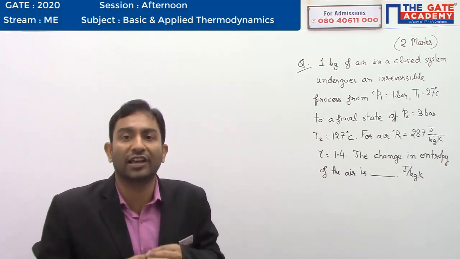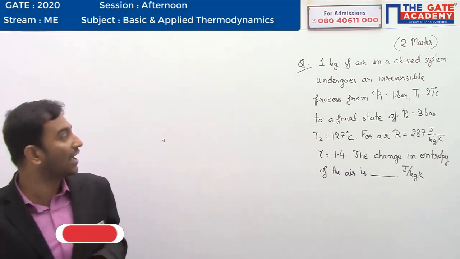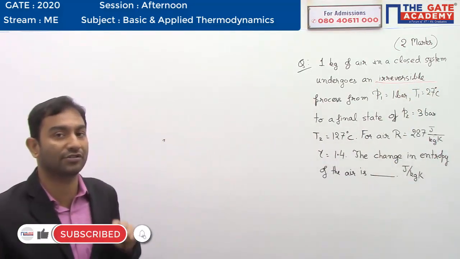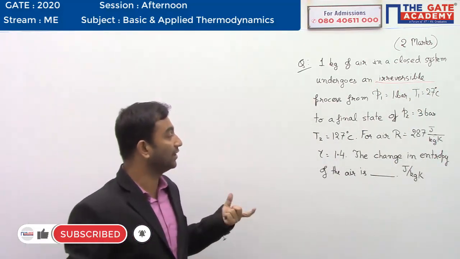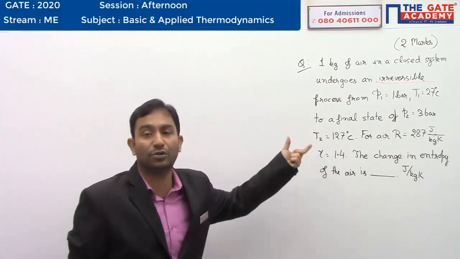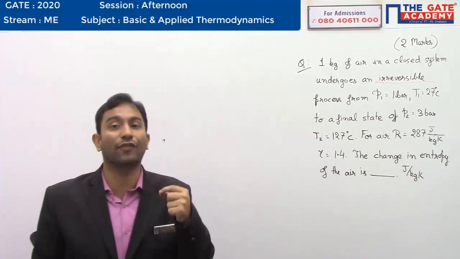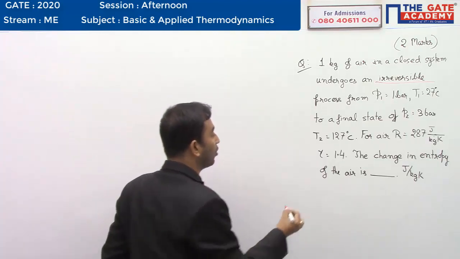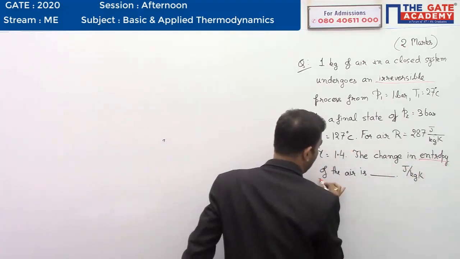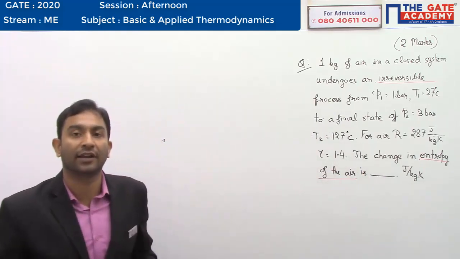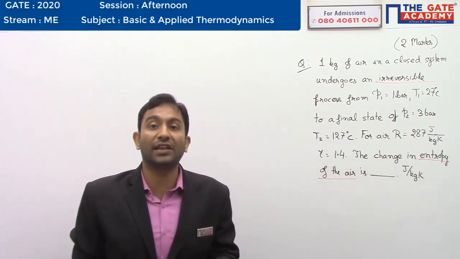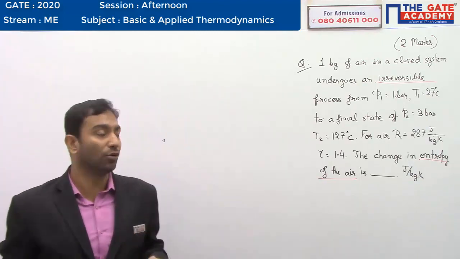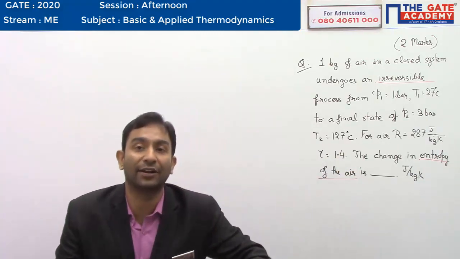Okay, very good. Now here the keyword is again the irreversible process. Remember, to a final state. The state has changed from state 1 to state 2. And they are asking you to find out the change in entropy of air. Remember, entropy of the air. Now we know entropy is a property of the system. It is a property.